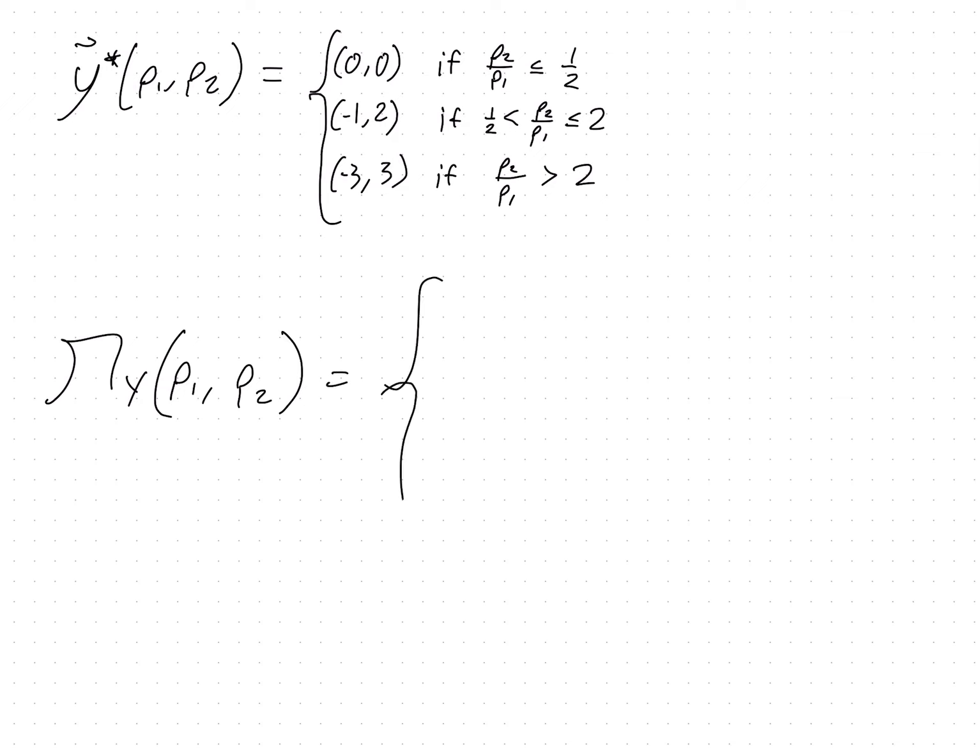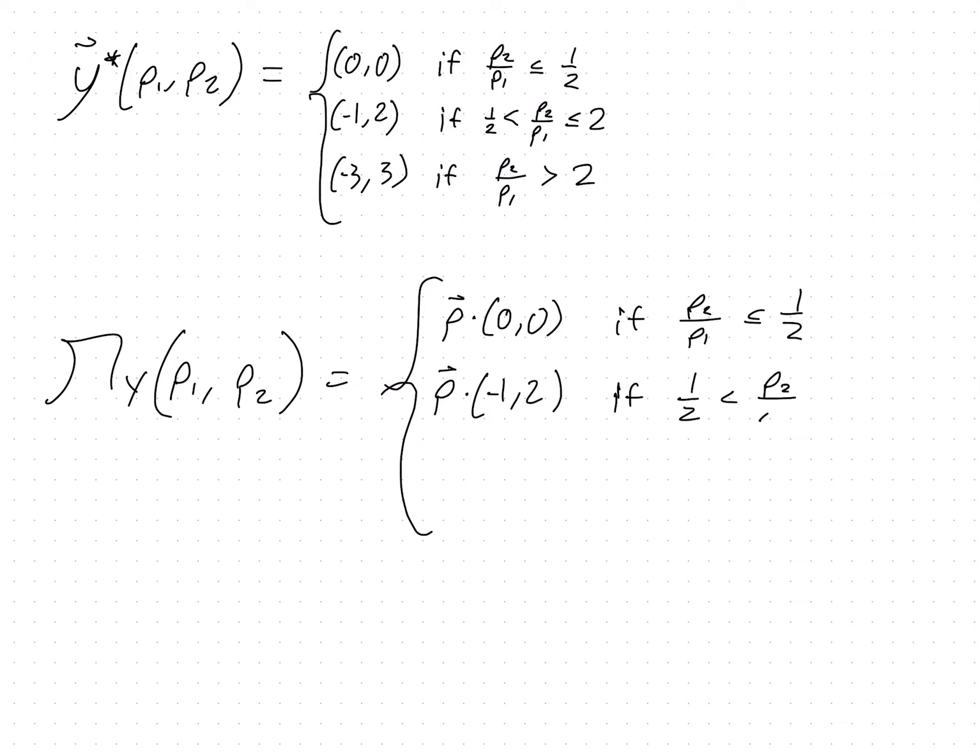And it's also going to be piecewise. And it's going to be P dotted with 0, 0 if P2 over P1 is less than 1/2. P dotted with negative 1, 2 if you're between 1/2 and 2. And it's going to be P dotted with negative 3, 3 if you're bigger than 2.